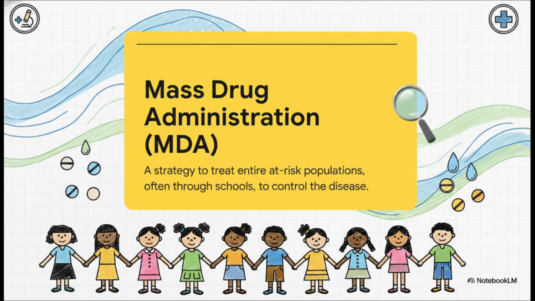Their main strategy is something called mass drug administration, or MDA, and it's pretty brilliant. Instead of the slow, expensive process of testing and treating people one by one, they just treat everyone in a high-risk area, often kids through their schools. It's a super efficient way to bring down the amount of disease in a whole community.